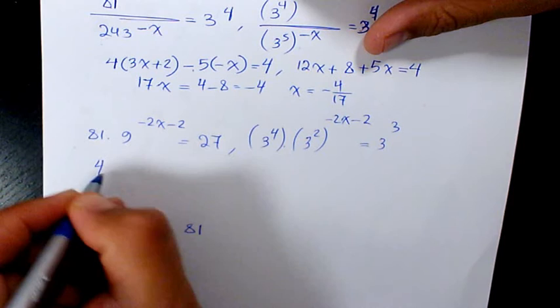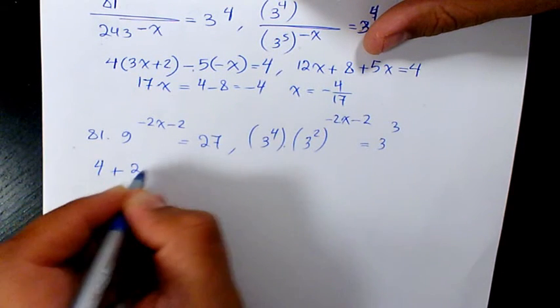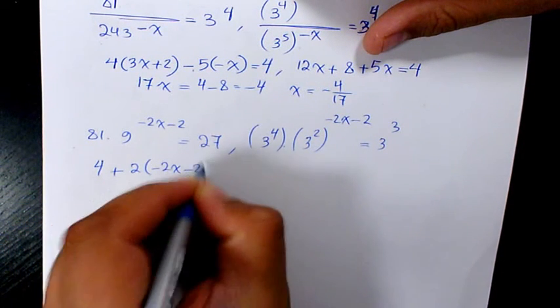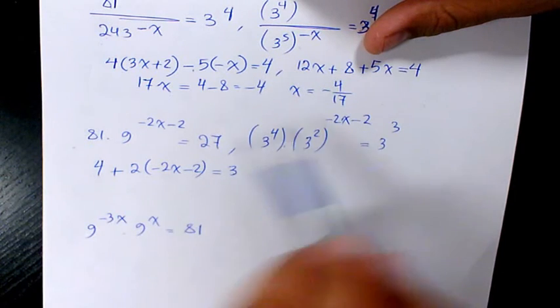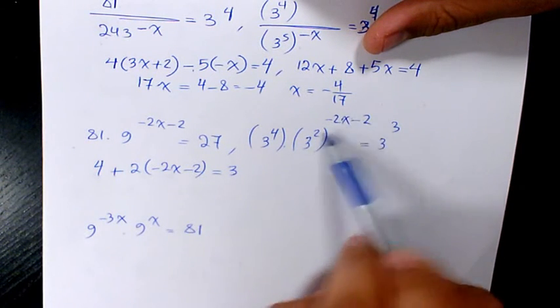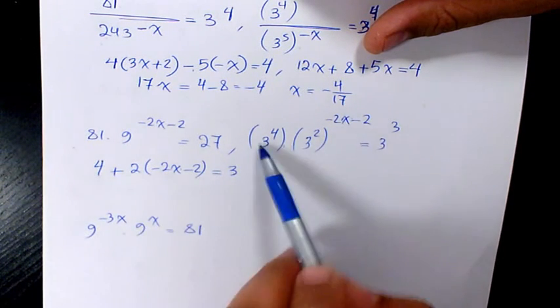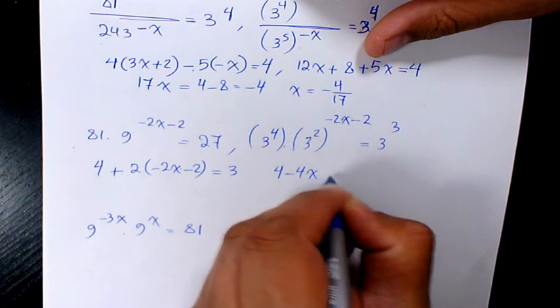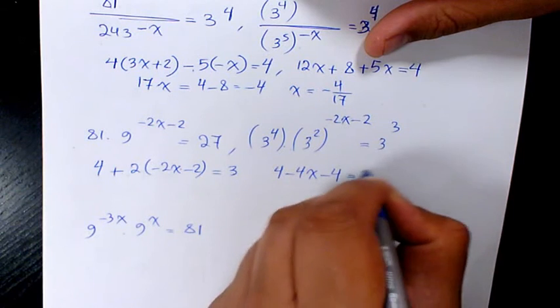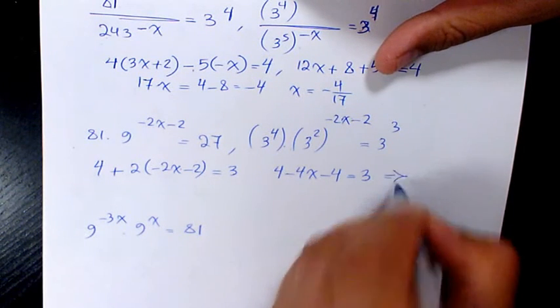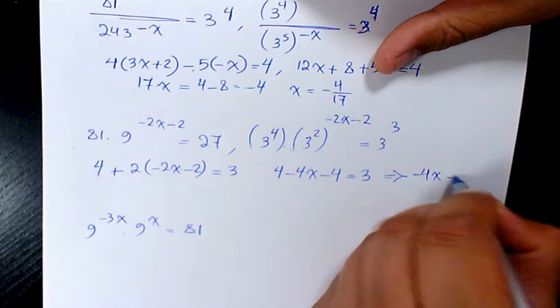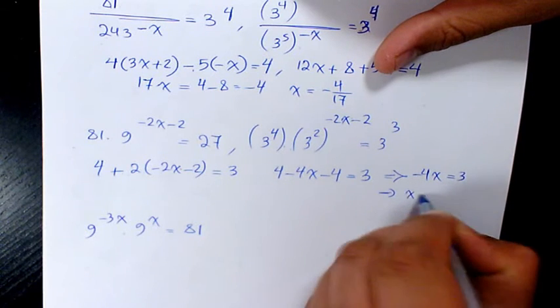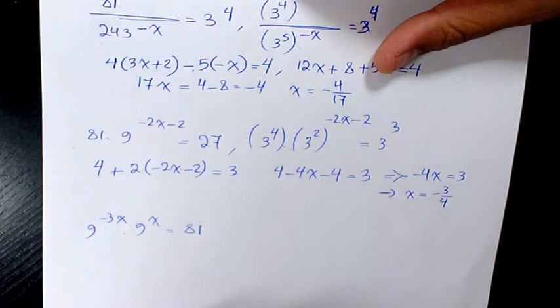27 is 3 to the power of 3. So it's going to be 4 plus 2 times negative 2x minus 2 equals 3. Because that's a power of another power, that's why we need to multiply it, and then you add it with the 4. So that's going to be 4 minus 4x minus 4 equals 3. So therefore negative 4x equals 3. So x will be negative 3 over 4.